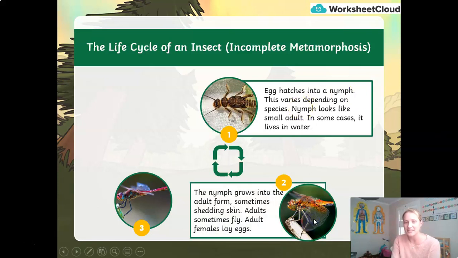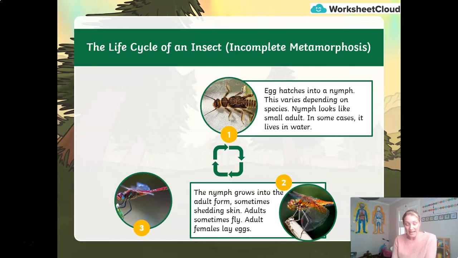Then the second stage, this nymph then grows into an adult. Now remember, when we looked at the types of skeletons, I told you that many creatures with exoskeletons, and insects included them, one of the downsides is that their skeletons don't grow with them. Ours grow with us. As we grow, so do our skeletons. Whereas in exoskeletons, they have to shed them. Just like they shed their skin, they can sometimes shed their skeletons as well.